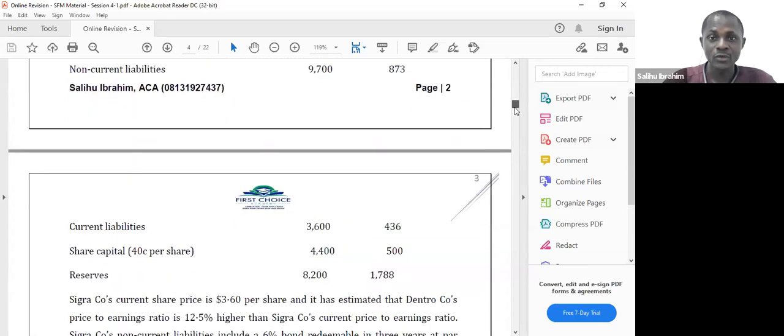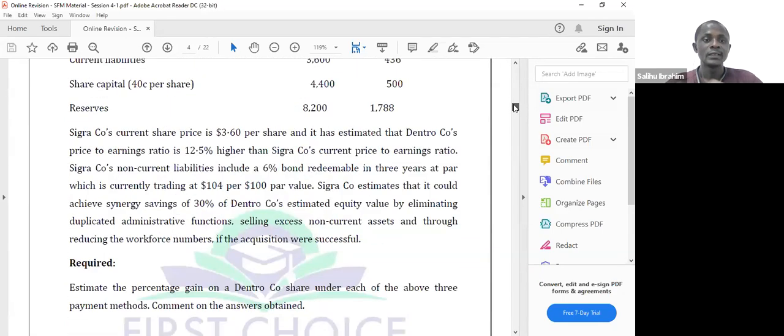Let us look at the requirement of that question. Required: estimate the percentage gain on a Dentroco share under each of the above three payment methods. Comment on the answers obtained. Please, before I continue, you need to take this question as seriously as possible. Make sure you understand it. Do not cram.